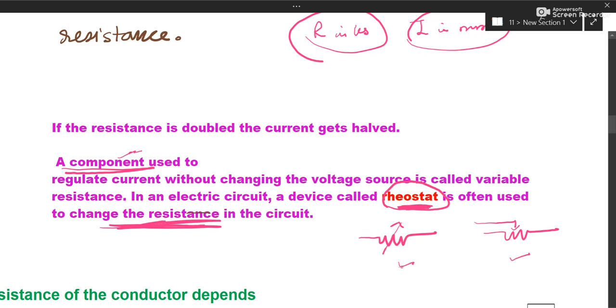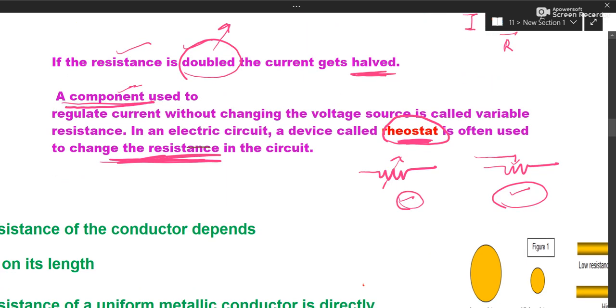Rheostat, what will it do? It will change the resistance in the circuit. And what will you do by changing resistance in the circuit? We can change current. Like if resistance is doubled, so it is increased, no? So current will decrease. Current will become half because they are inversely proportional. I is equal to V by R. Coming to next.